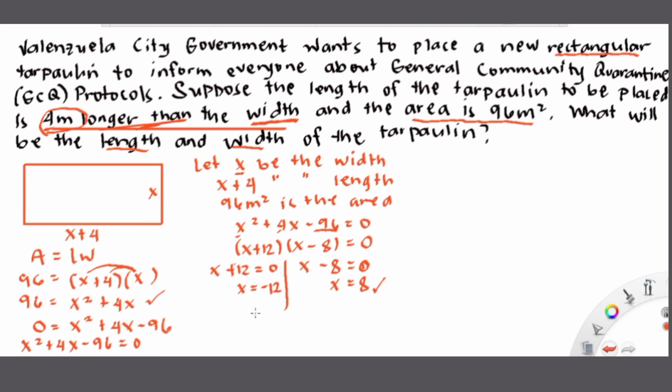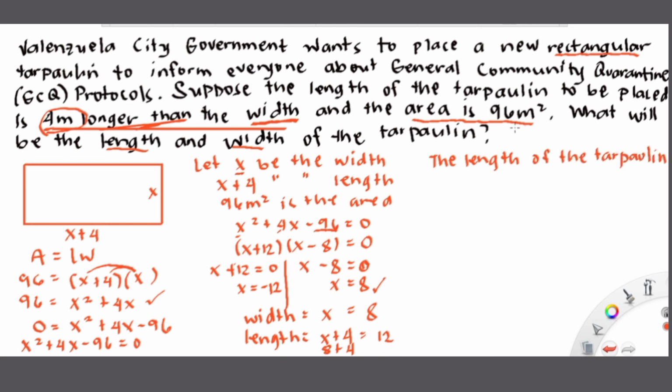So, going back here, therefore, the width, which is represented by x, so we have width is x, which is equal to 8. And the length, which is represented by x plus 4, so magiging 8 plus 4 na ito. So, that is equal to 12. So, going back to the problem, what will be the length and the width of the tarpaulin? So, we can have a conclusion that the length of the tarpaulin is... what's the unit? Oh, the length. So, it's not 8, it's 12. Okay. The length of the tarpaulin is 12. So, the unit used in the problem is meter. So, this is 12 meters. And the width is, so width is x. So, that is 8. 8 meters. So, that will be all.